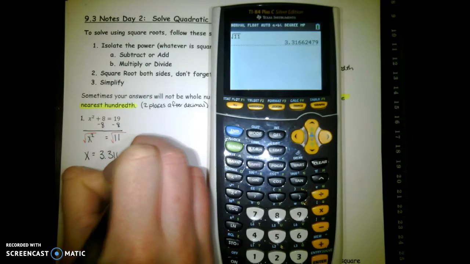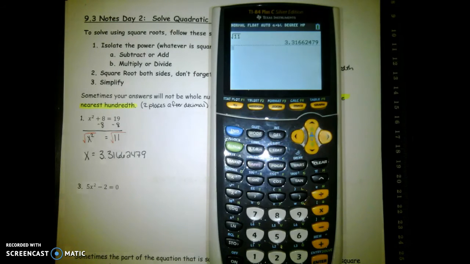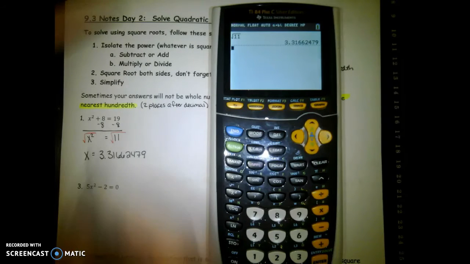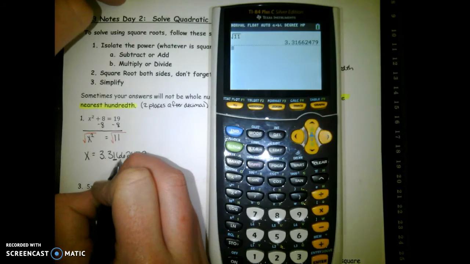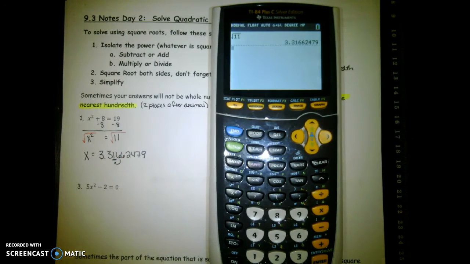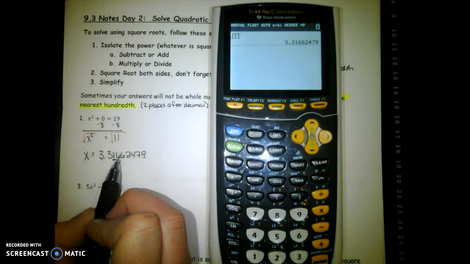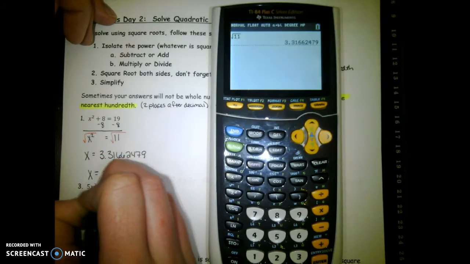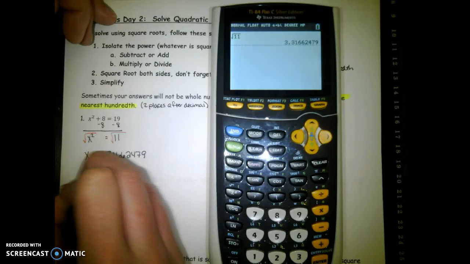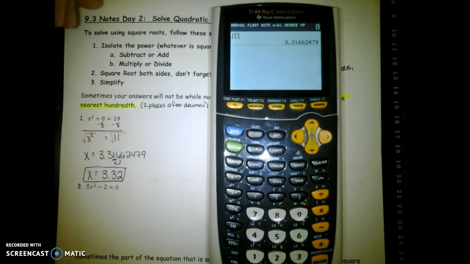You don't need to write the whole thing because we want to think about 2 places after the decimal. So here's 2 places after the decimal, and the number after that is going to determine whether we leave that a 1 or whether we shove it up to a 2. So if the number after is 5 or above, give it a shove. 4 or less, don't mess. So because this number is above 5, we are going to shove that 1 up to a 2, and our answer will be 3.32.